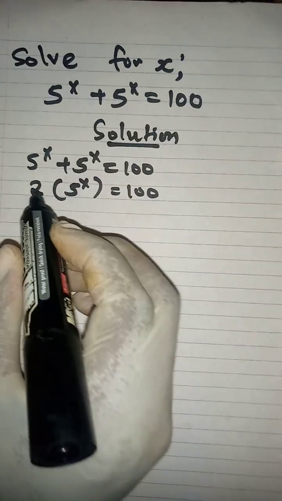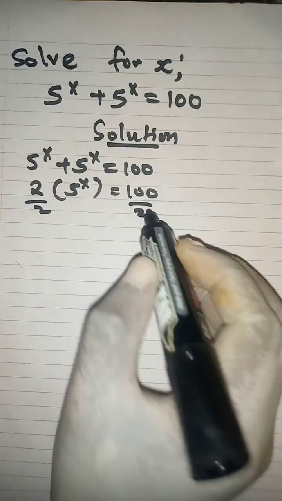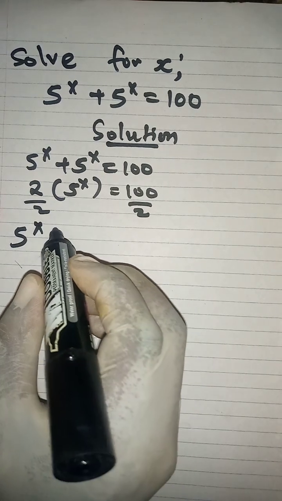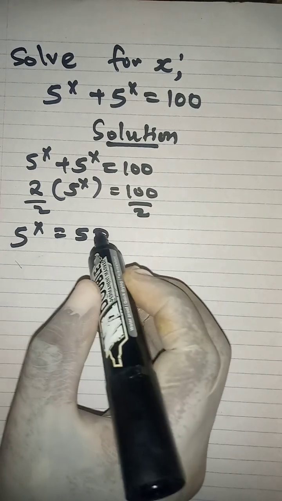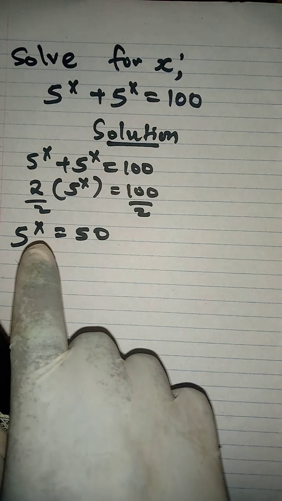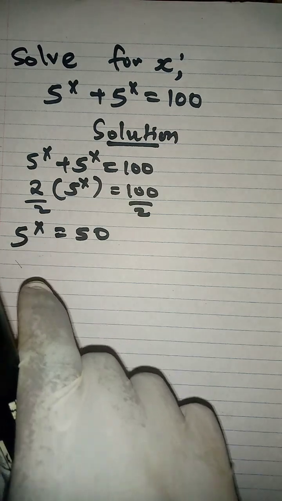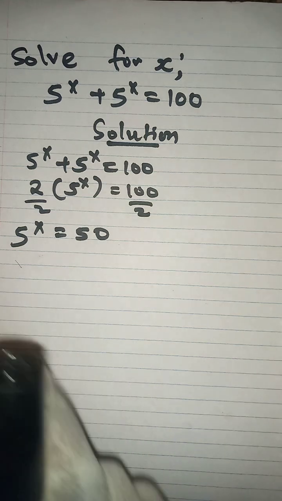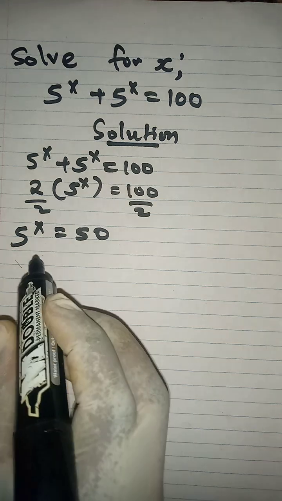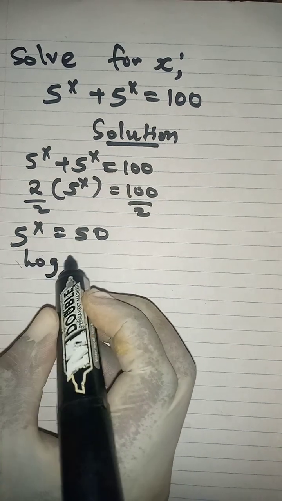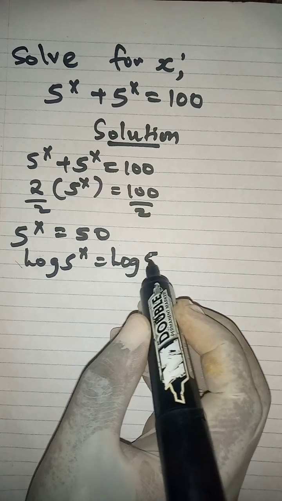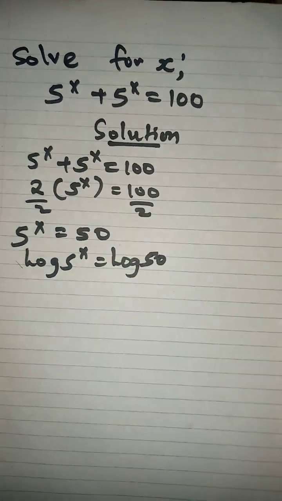Well, I'm going to divide by 2 on both sides so that I get 5 raised to x is equal to 50. And it's still an exponential equation with the power as x. So for me to eliminate it, I'm going to introduce the logs on both sides, so that the log of 5 raised to x is equal to the log of 50.